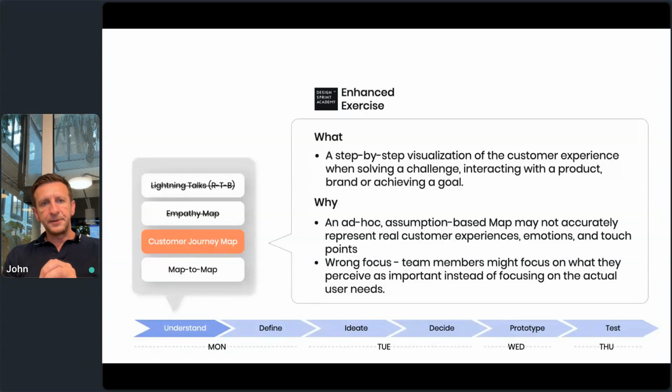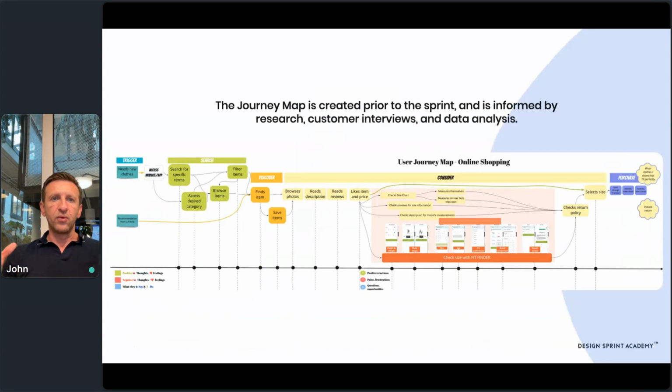And we needed this because in a sprint, if you're doing the map in a sprint, it's very much based on the assumptions or whatever knowledge the team has in that moment, and it might not accurately represent what's going on. It also might lead to a wrong focus, or focusing on the wrong part of the problem, because being based on assumptions, everyone might consider something else as being important, and then they're not really focusing on actual user needs. How we're doing it, this is one of the artifacts we're creating prior to the sprint.